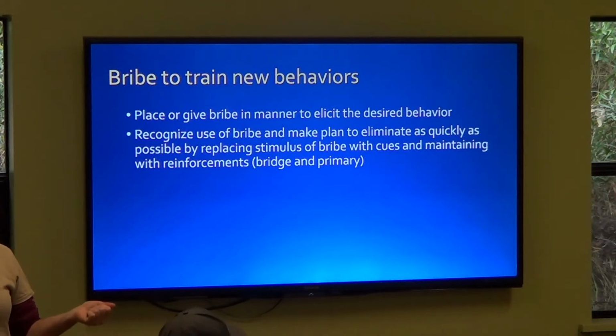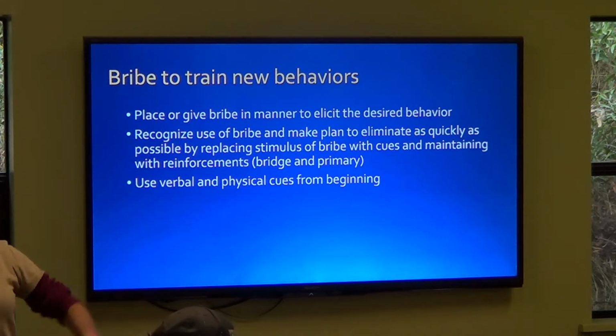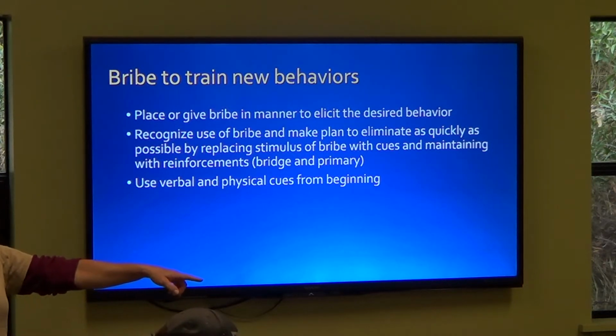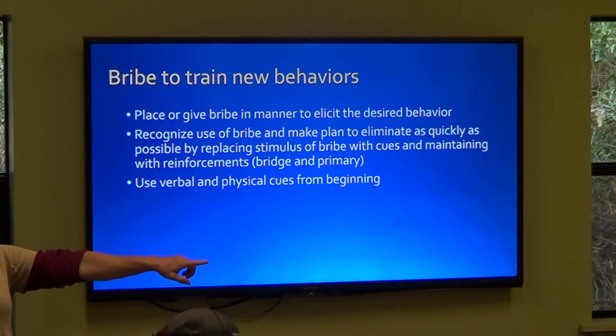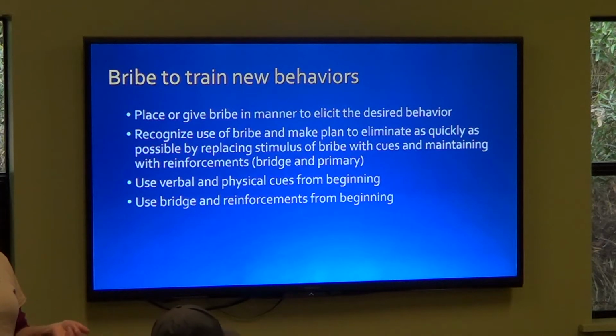So you're going to put the bribe down in a way that elicits the behavioral response. Use cues right from the beginning. So have a verbal cue and maybe a physical cue. If you want the animal to shift from one place to another, you put the bribe down and you say, over. So right from the beginning you're teaching them the word over and the hand cue that goes with it. Then you want to use your bridge and reinforcement when they make the proper move. So yes, they're moving for the bribe, but you're also using those cues and your reinforcement.